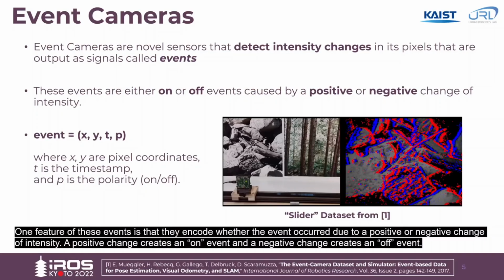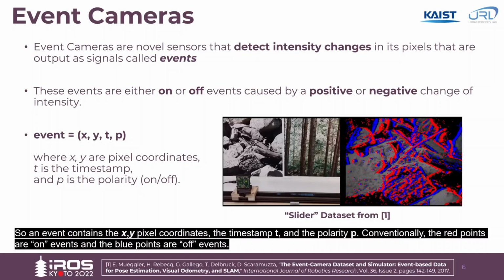One feature of these events is that they encode whether the event occurred due to a positive or negative change of intensity. A positive change creates an on event and a negative change creates an off event. So an event contains the XY pixel coordinates, the timestamp t, and the polarity p. Conventionally, the red points are on events and the blue points are off events.